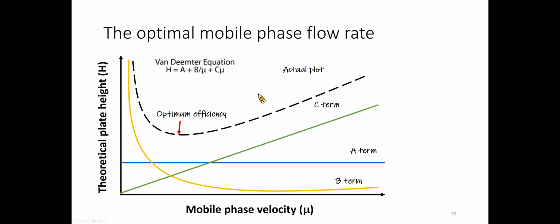So the A term is independent of the mobile phase velocity, the B term has an inverse relationship with the mobile phase velocity, and the C term has a linear relationship with the mobile phase velocity. If we consider all three terms together, we could obtain the optimal mobile phase flow rate with the lowest theoretical plate height.